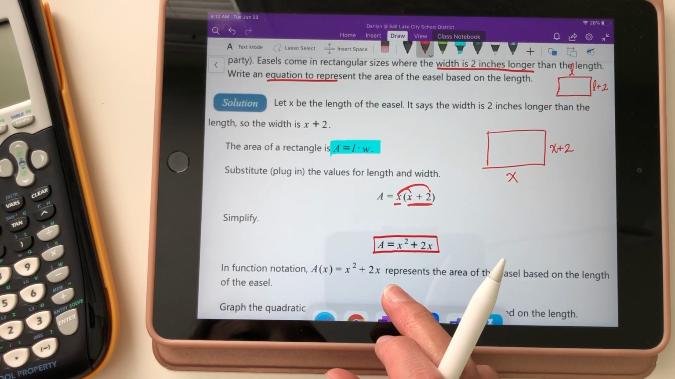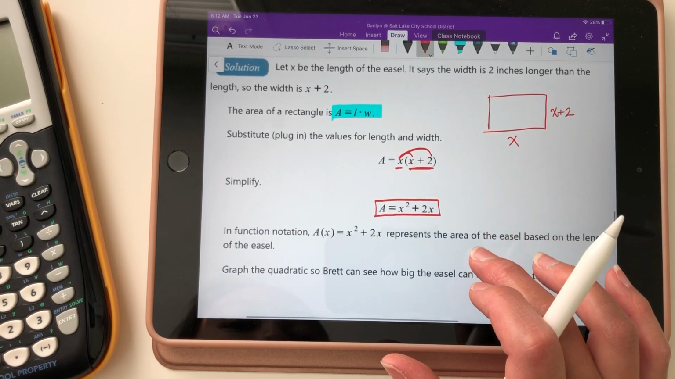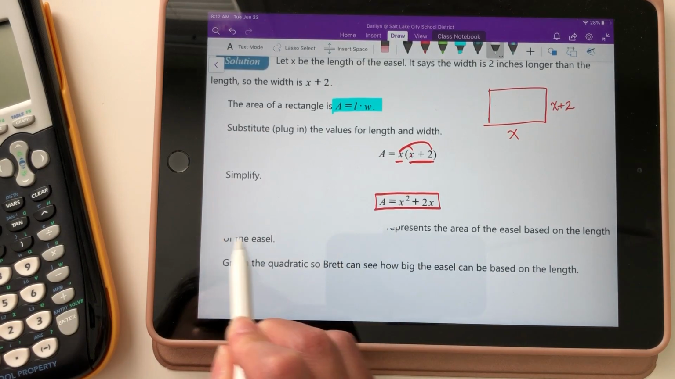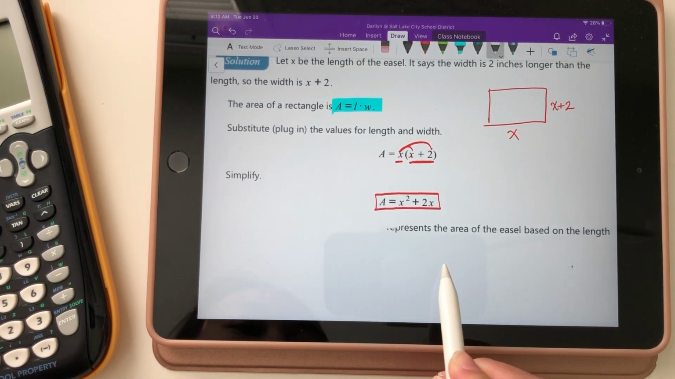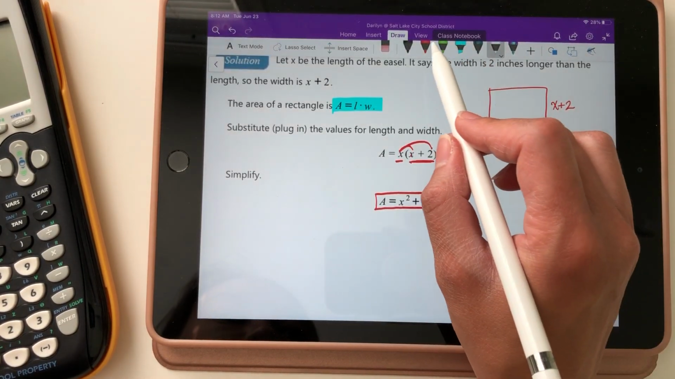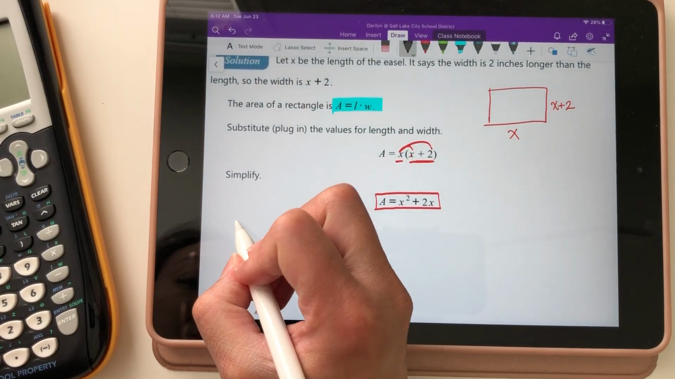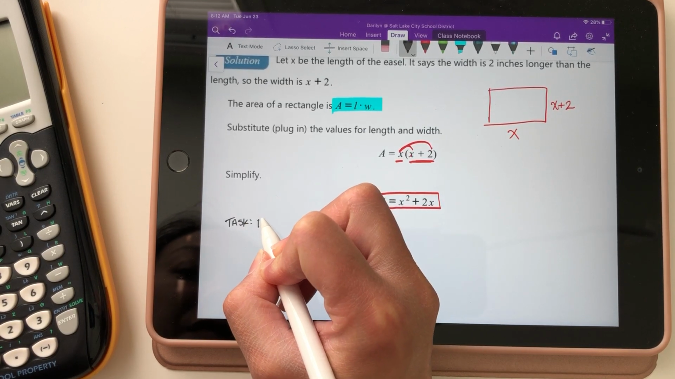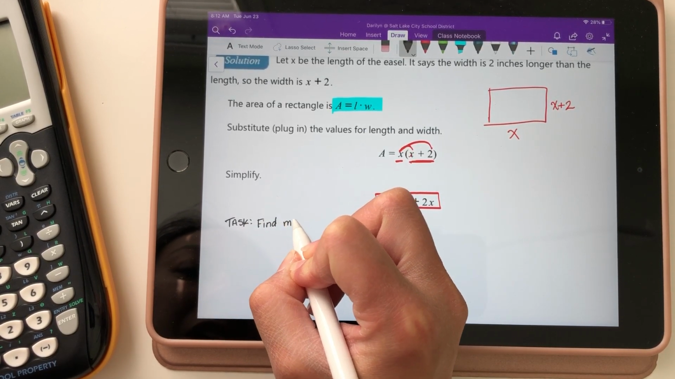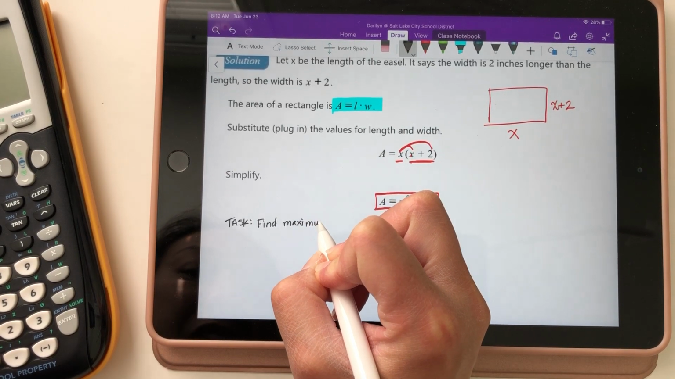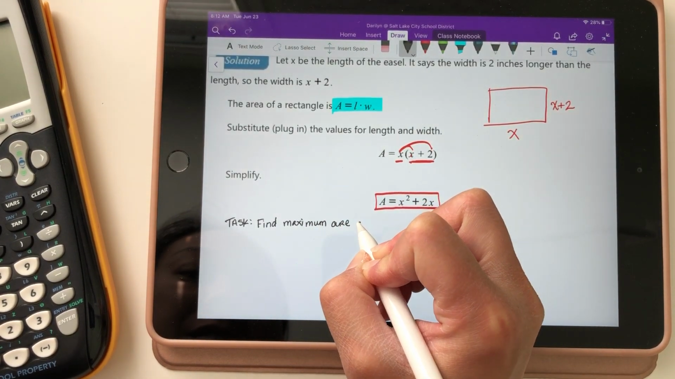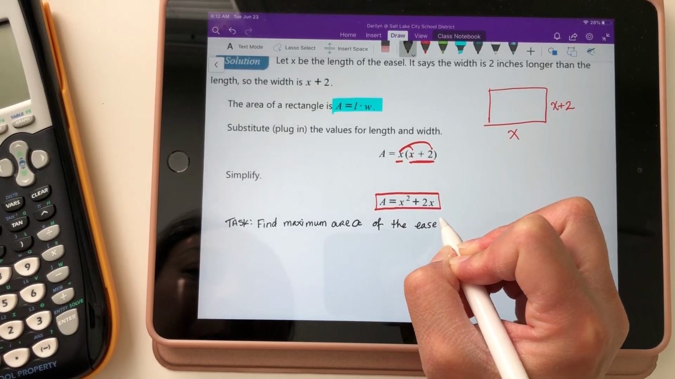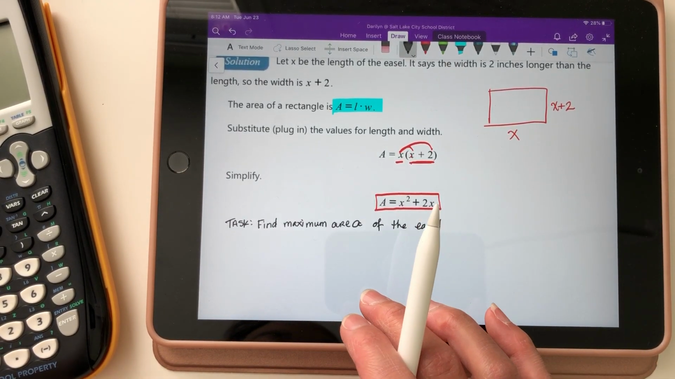Okay, so a lot of the questions on this quiz that you're going to see is not just asking for the area. A lot of them are going to be actually asking you to find the maximum area. So I'm going to add on to this question. So now my task is to find the maximum area of the easel. Find the maximum area of the easel.